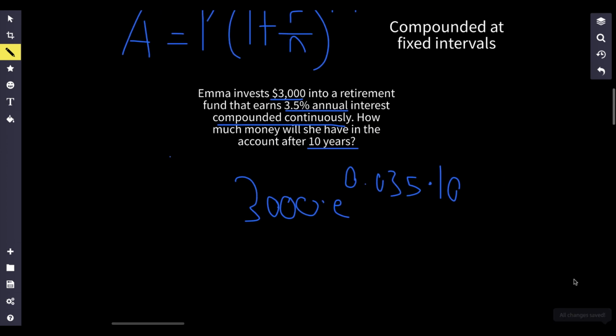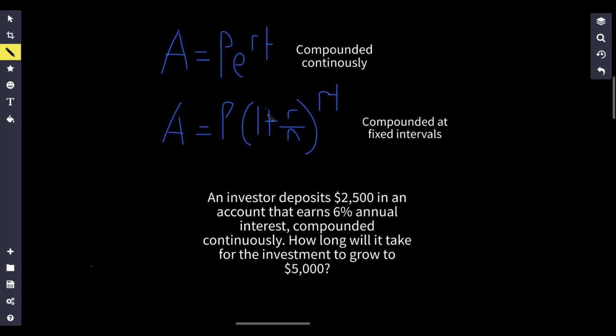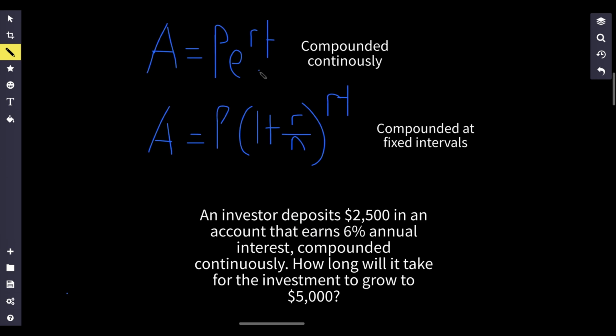I just plug this into the calculator, and you get $4,257.20. Now, the good thing about these two formulas is that they can also be used to represent population growth, but we're going to focus on investment for this video. That's going to be it for another video.